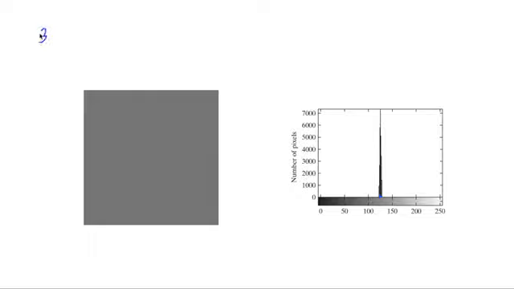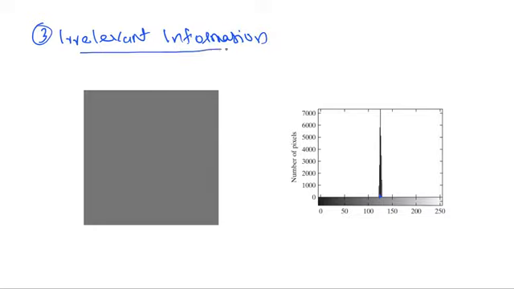The third type of data redundancy is irrelevant information. In order to explain the idea of irrelevant information, just look at this image.